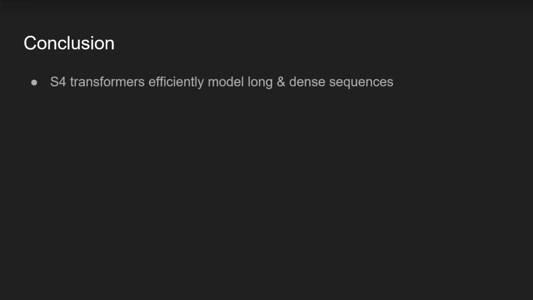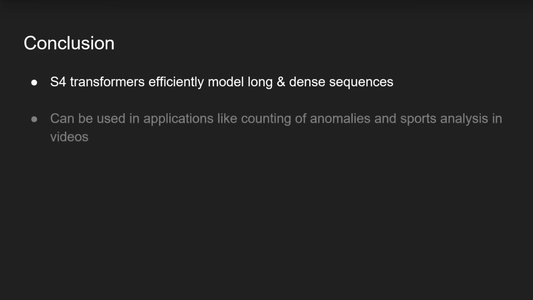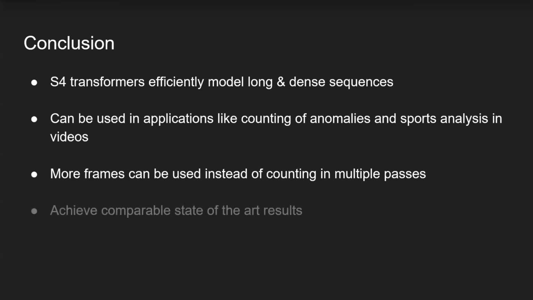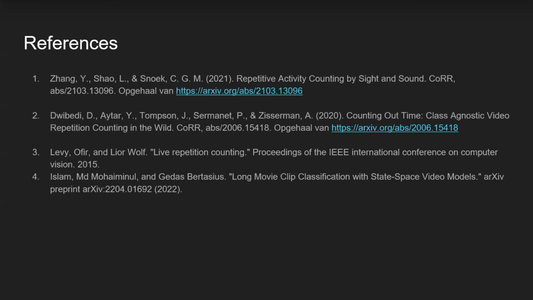Concluding that the straightforward transformer can model the dense sequences where we have more repetitions present. And this can be used in a number of applications in sports analysis, where we identify certain events and how many times they occurred, and anomalies in videos. The last thing: the more frames, the better results we can get, instead of multiple passes. And we have achieved comparable state-of-the-art results. These are our references. Thank you.